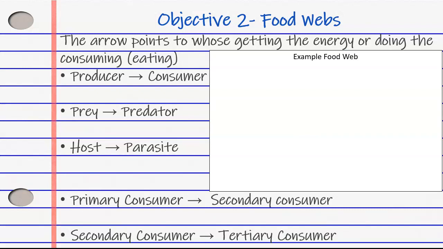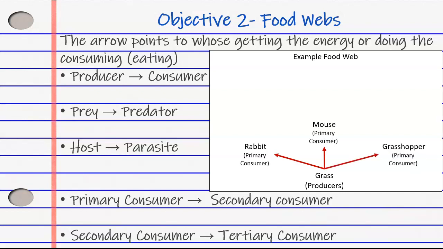Okay, now we're going to look at all of these examples in an example food web. It's pretty basic. So we always have to start with producers. Okay, and in this food web, we have the grass giving energy to the rabbit. So the rabbit is consuming the grass. We also have a mouse consuming the grass, and we also have a grasshopper consuming the grass. Now, all of these would be my primary consumers.